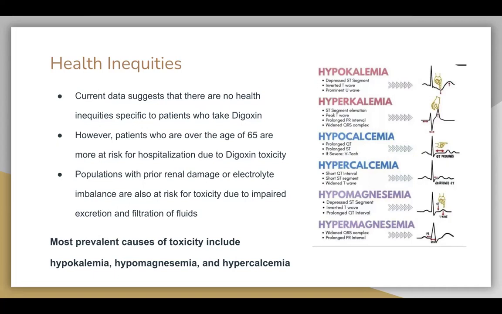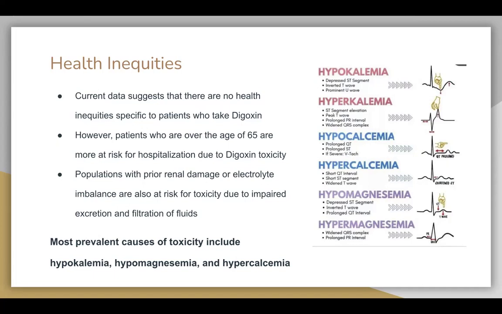Now, it is important to keep in mind that people of the female sex do typically have more heart attacks, and those who are African American do too. So that is something to keep in mind, even though there isn't specific data on digoxin. Patients who are over the age of 65 are at more risk for hospitalizations due to digoxin toxicity. That is mainly due to electrolyte imbalance, as you can see below.